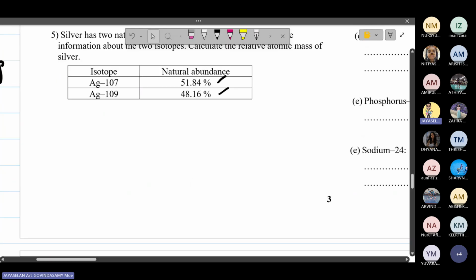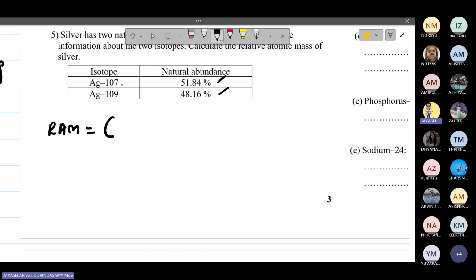Okay, we check the answer. We got how many isotopes? 2 isotopes, right? So you all put here RAM. What is the nucleon number of the first isotope? 107 times, what is the percentage? 51.84. Don't put the percentage symbol like this, if you put it, it is wrong already. Cannot put. Okay, so one isotope done, right? Plus another isotope.